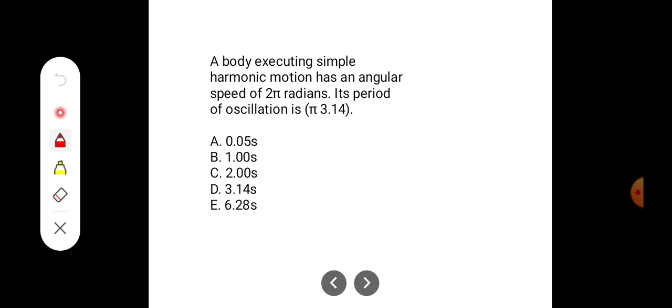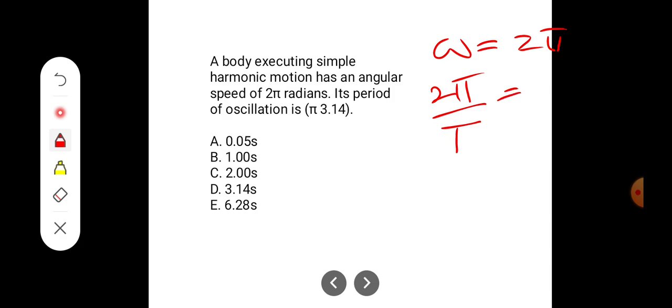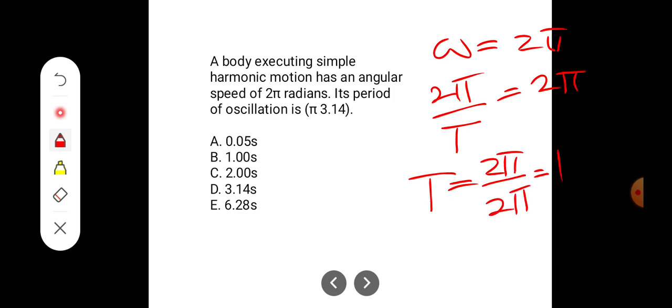Here it says a body executing simple harmonic motion has an angular speed of 2 pi radians. Its period of oscillation is, we are given pi to be 3.14. So let's do that quickly. Since it has an angular speed of 2 pi, and we're looking for period, angular speed is also 2 pi all over period, which is equal to 2 pi. So that means period is going to give us 2 pi over 2 pi, and that's equal to 1. So 1 second, we'll find that in B.